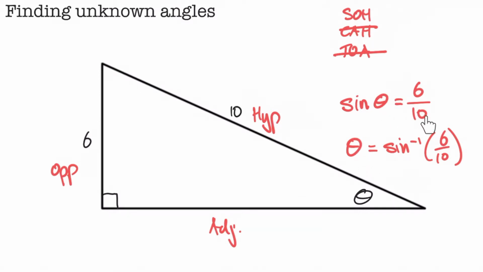From this statement here, I'm going to say theta equals inverse sine. So we write sine to the power of -1, whatever I had, and I've put that in brackets, the 6/10, just to make it a bit neater. So now this is actually something I can put into my calculator. Let's have a look at how we do that in the calculator.